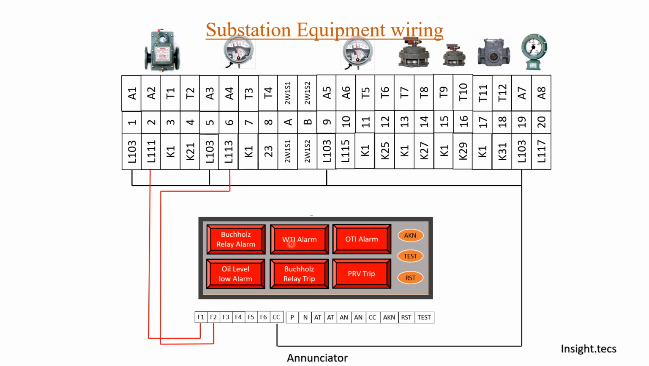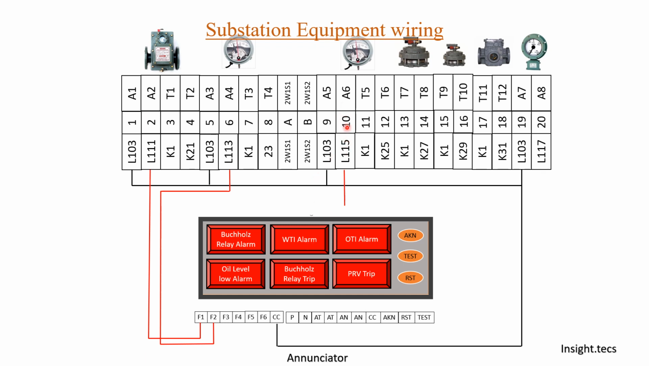So what we will do, we will connect L113, that is the A4 connection, to the second window F2. The same thing will happen in case of WTI alarm. Whenever this contact is closed, the circuit will be completed and we will get WTI annunciation, right?